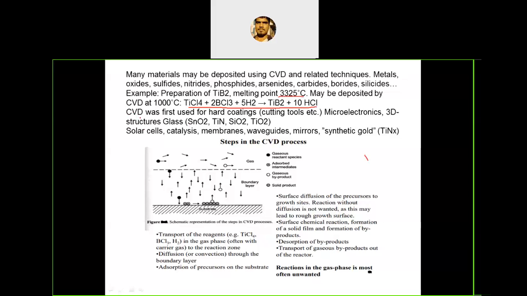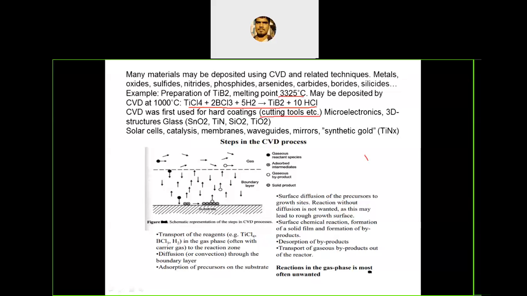With CVD, it is a hard coating, and it is generally used for cutting tools. For cutting tools we use this type of coating process. Some structural glasses can also use this type, for solar cells, catalysts, membranes. For these purposes we use this on glass. But on metal, if you use this process, it is purely for cutting tools.